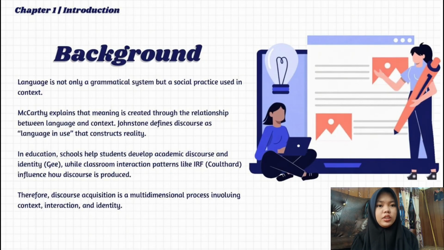The background is that language is not only a grammatical system but a social practice used in context. McCarthy explained that meaning is created through the relationship between language and context. Johnstone defines discourse as language in use that constructs a reality. In education, schools help students develop academic discourse and identity, while classroom interaction patterns like IRF influence how discourse is produced. Therefore, discourse acquisition is a multidimensional process involving context, interaction, and identity.